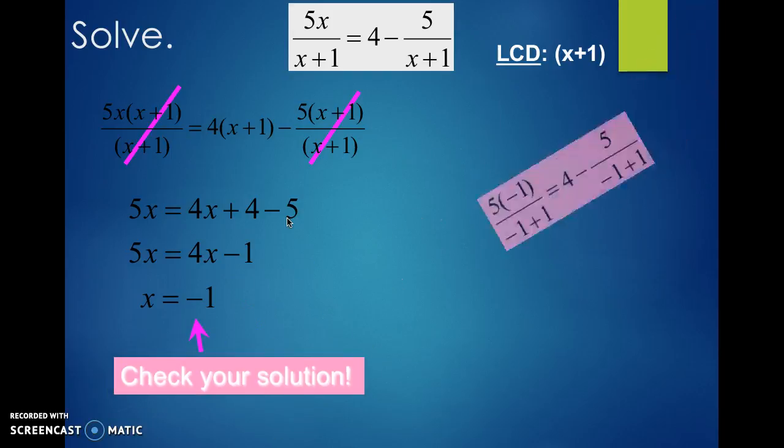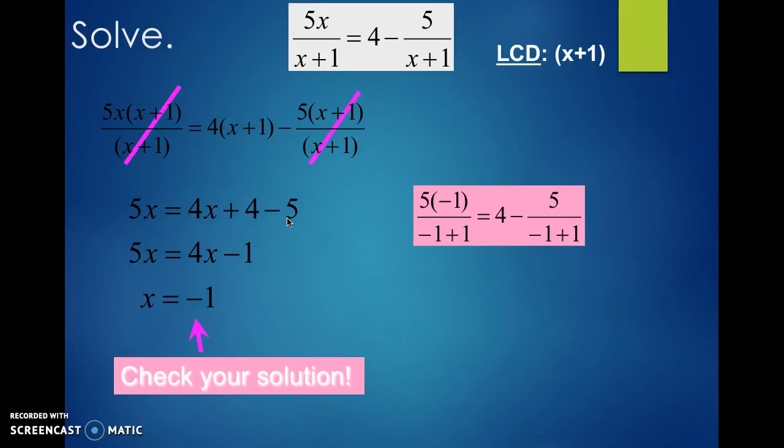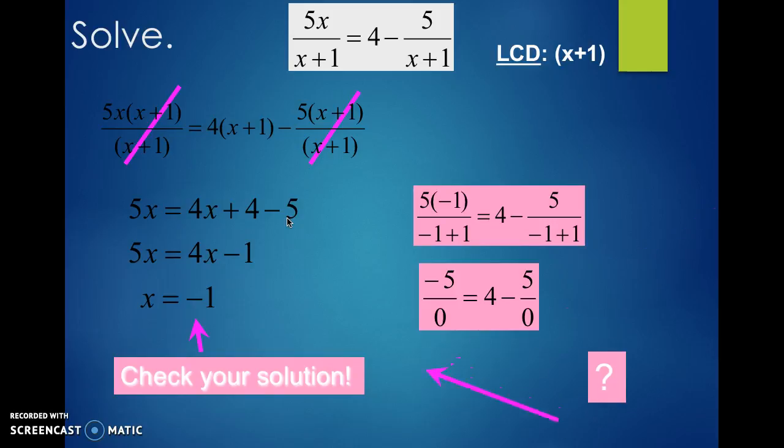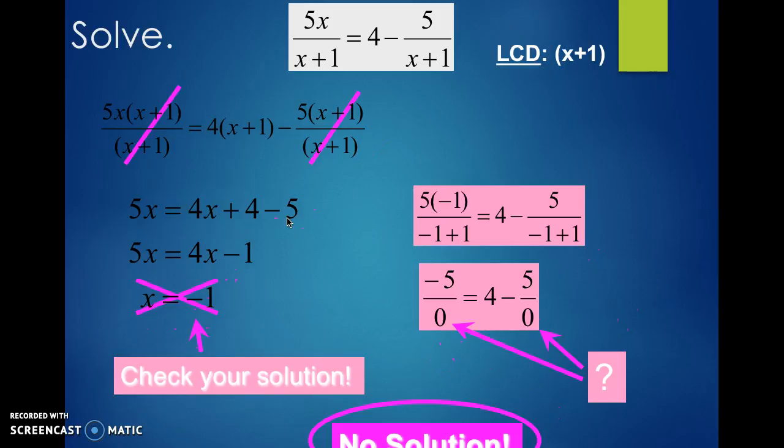I have to check my solution. Plug negative 1 in for x, and then we get a denominator of 0. So this is not a solution. So there is no solution to this equation.